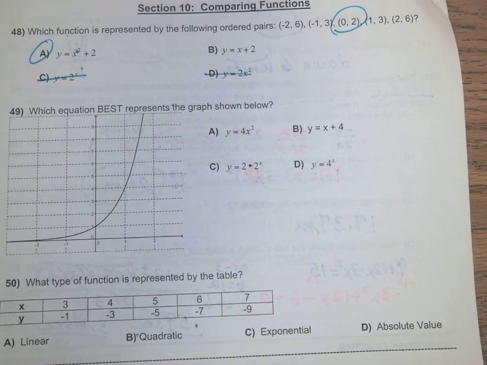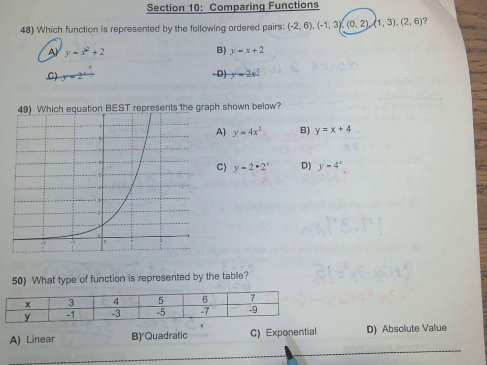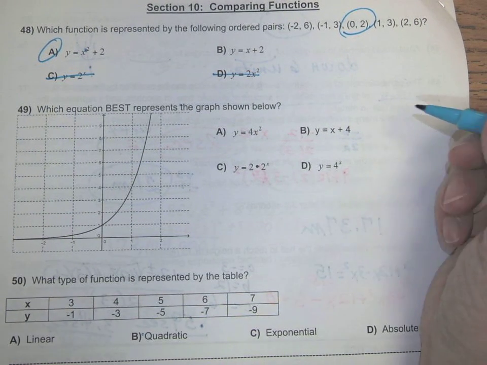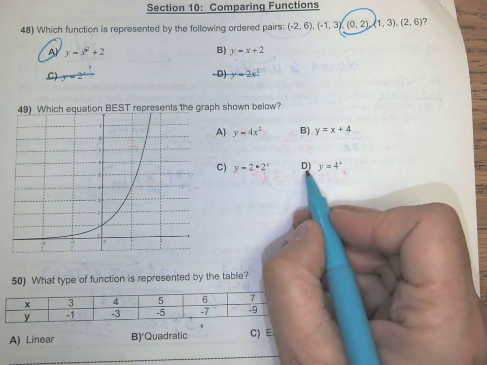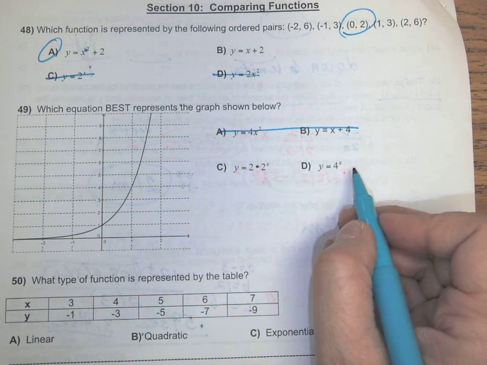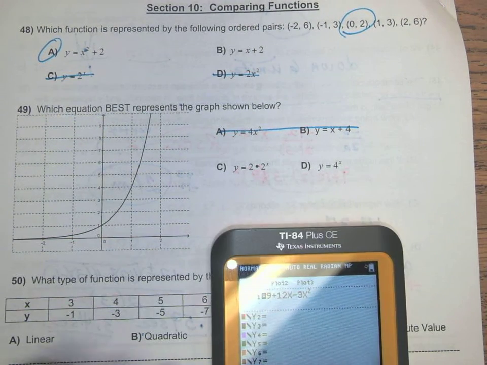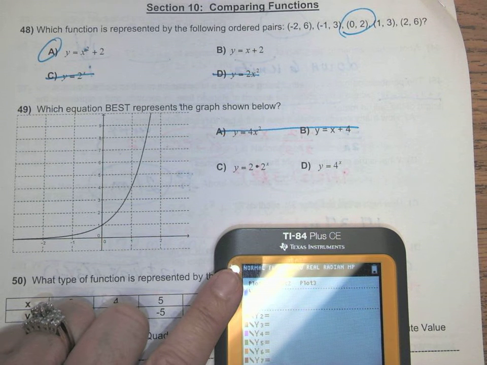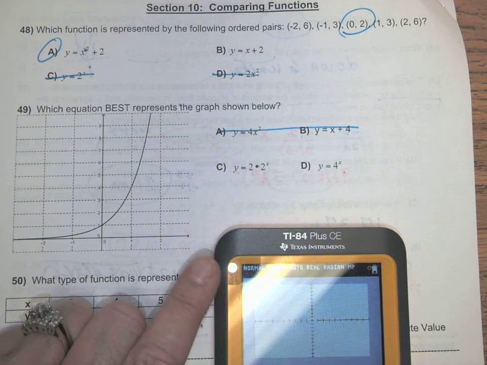Which one best represents? Guys, you could use y equals and check. This is an exponential. So exponential means x is the exponent. So it's got to be one of these. Now, these are different. I know they look the same, but they're really different. So if we went to y equals and we put 4 to the x, and then in the next one, let's put 2 times 2 to the x, and let's look at the graph.